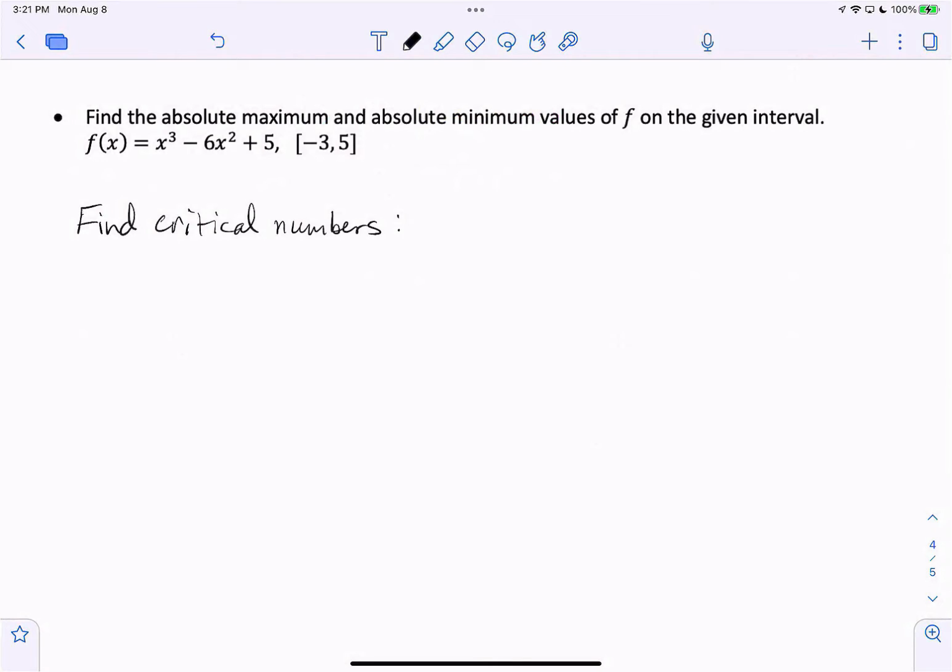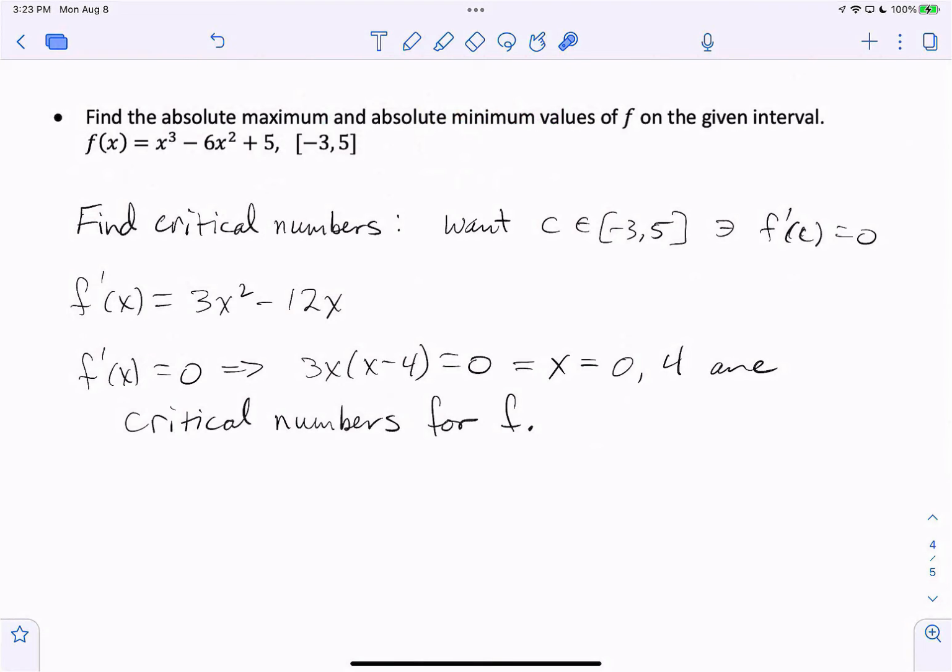In this case, what that means is we want c in the interval from -3 to 5 such that f prime of c is equal to 0. So we need to take a derivative, set it equal to 0, solve the result for x, and that'll be our critical number. Why don't you do that and then come back.